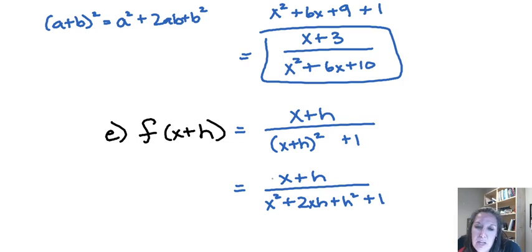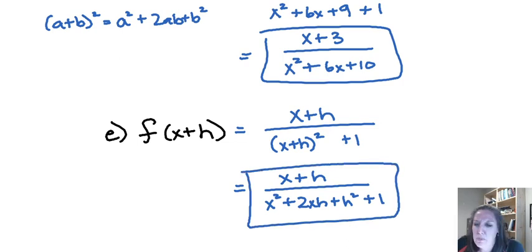And oftentimes you like to keep stuff factored if you can, but now we could plug in any value of h and get that without having to simplify as much as we did on the last one.